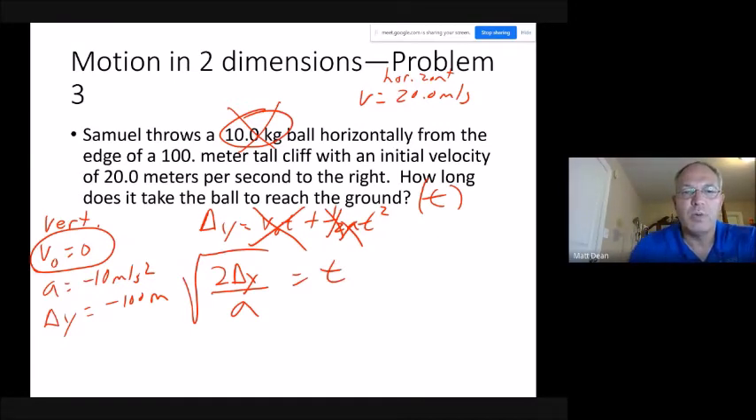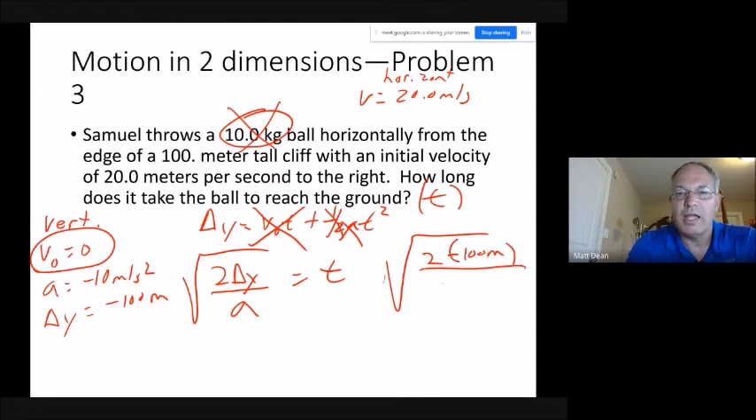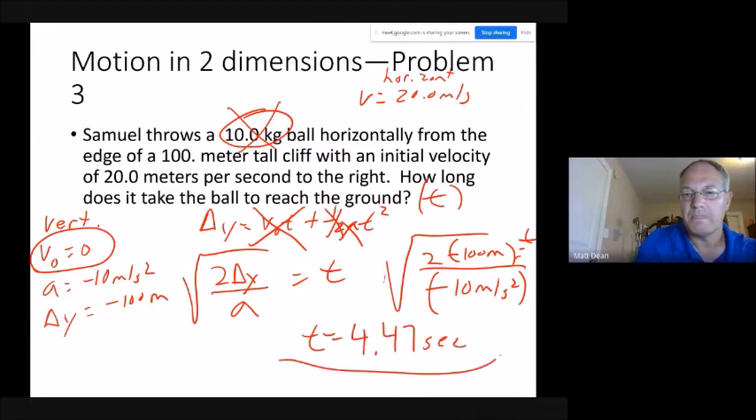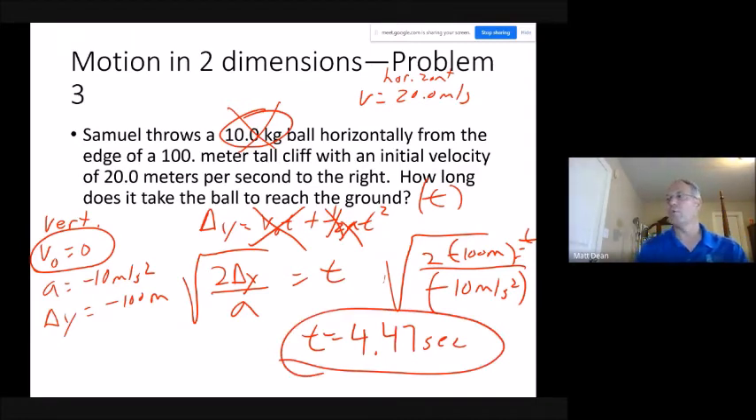And now let's plug in what we know. So our delta y is negative 100 meters. And our acceleration is -10 meters per second squared. And we're going to solve that for t. So we're going to end up with -200 on top divided by -10 on the bottom. That's going to give us +20. We're going to take the square root of +20 to end up with a time in the air of 4.47 seconds. So that's our answer on this one, 4.47 seconds. That's the total time in the air.